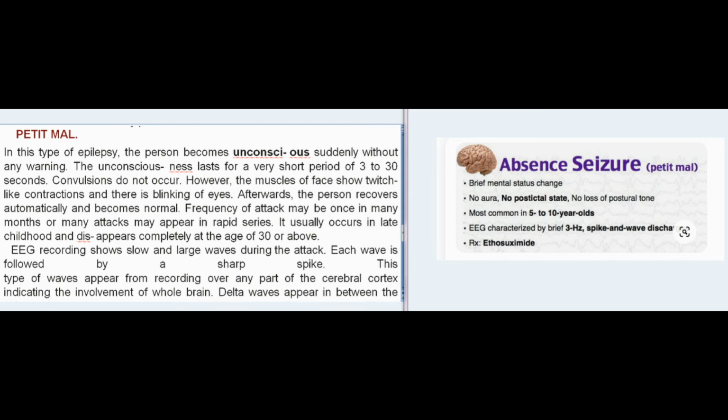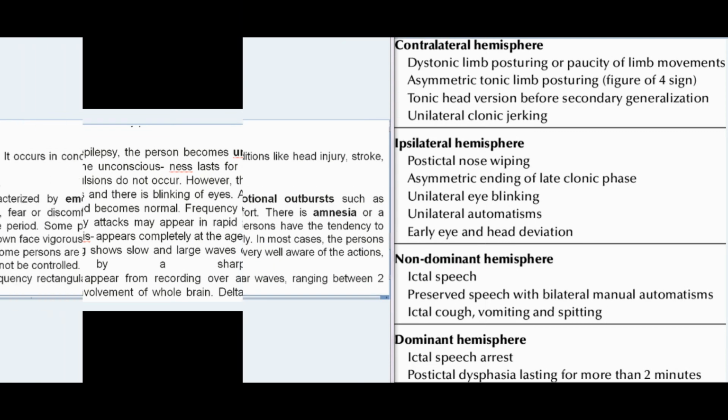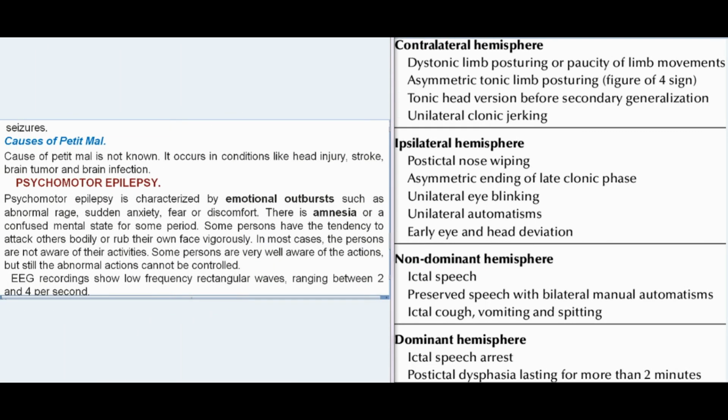EEG recording shows slow and large waves during the attack. Each wave is followed by a sharp spike. This type of waves appear from recording over any part of the cerebral cortex, indicating the involvement of whole brain. Delta waves appear in between the seizures. Causes of petit mal. Cause of petit mal is not known. It occurs in conditions like head injury, stroke, brain tumor, and brain infection.